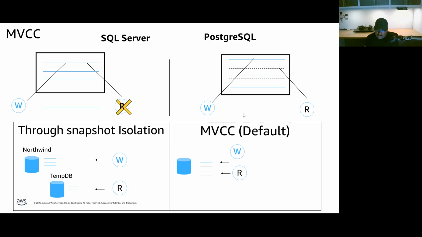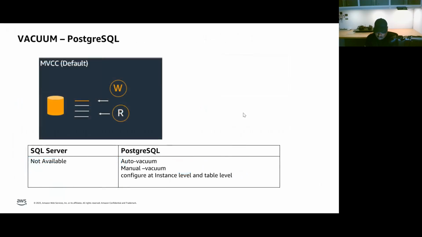So this is the way it controls the concurrency. And in Postgres, you don't see any blocking and no dirty reads. Okay, so this is the vacuum that I was talking about. All these dead tuples will be removed using a daemon process called the autovacuum. You can also run a manual vacuum using a command called VACUUM. And you can configure this vacuum at the cluster level or at the table level as well.